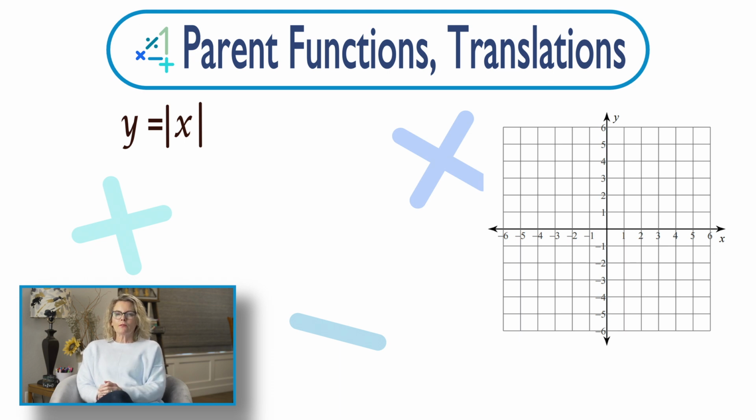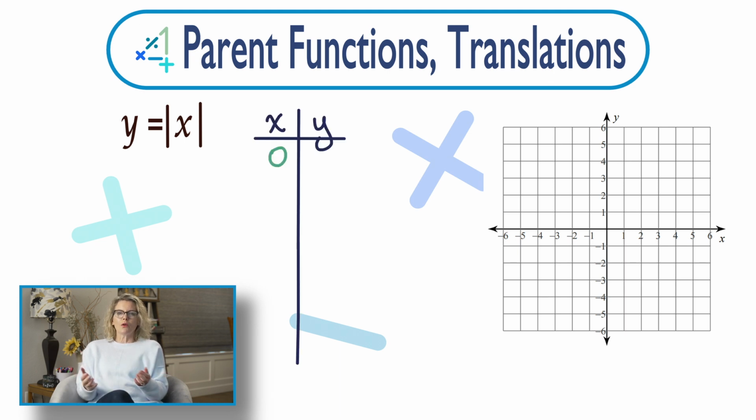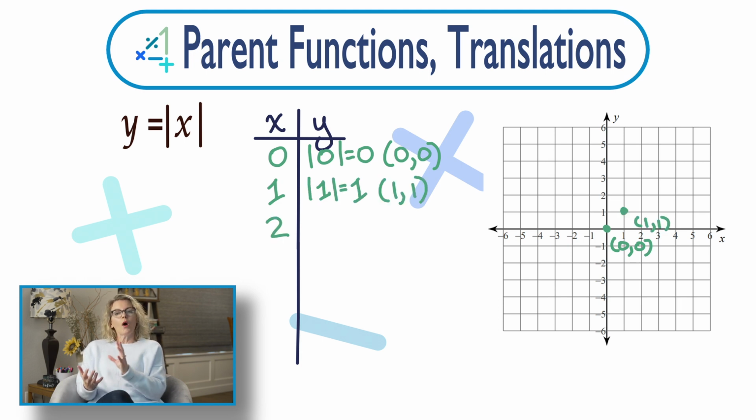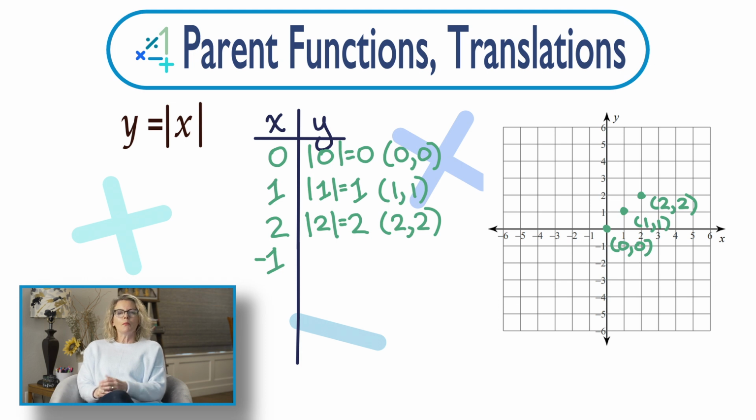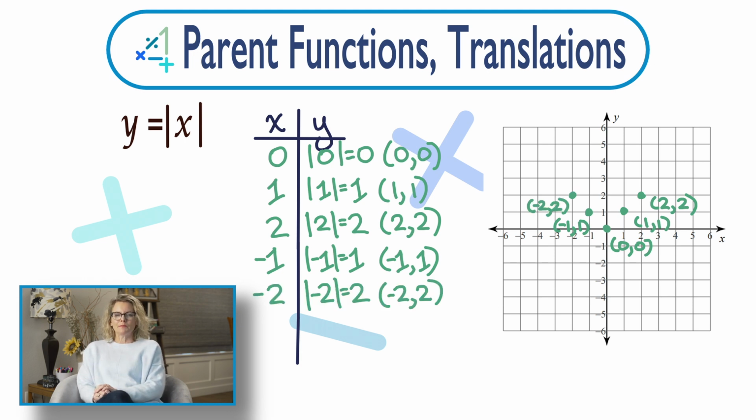Remember that absolute value turns everything inside positive. So x equals 0. The absolute value doesn't change it, so y will also equal 0. When x equals 1, still no change, y equals 1. x equals 2, y also equals 2. That looks a lot like the parent function of y equals x so far, but let's plug in some negative x values. x equals -1. The absolute value makes it positive, so y will equal 1. x equals -2, y equals 2, and so on.